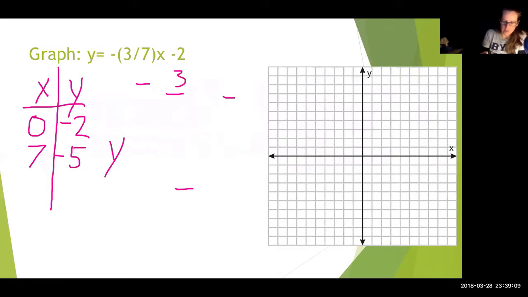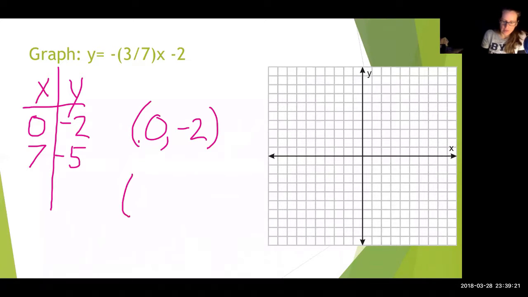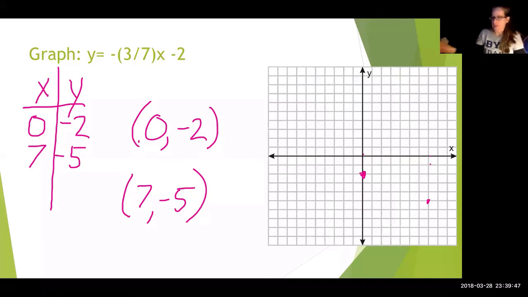Let's get some of this stuff out of the way now. There we go. Okay, so now we have 2 points. We have 0, -2, and we have 7, -5. For 0, -2, x is going to stay on 0, and y is going to go to -2. That's our first point. Then x is 7, 1, 2, 3, 4, 5, 6, 7, and y is -5, 1, 2, 3, 4, 5. All right, I'm going to get out my ruler and draw a nice line here.